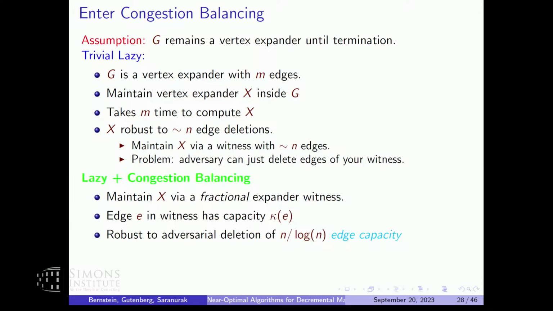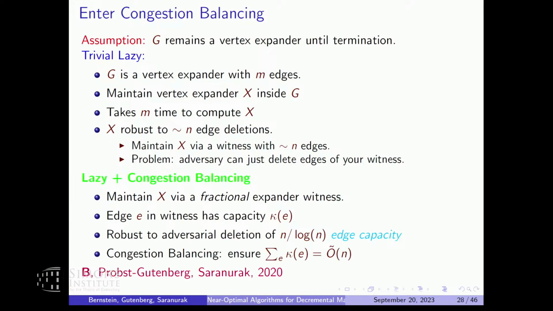Again, the adversary has to delete n over log n to ruin your witness, but they have to delete n over log n fractional value. And so you can use congestion balancing to ensure that the total fractional value is small. I'm not going to go into details, but it's almost exactly the same as the analysis I gave for matching, except that now the potential function, instead of being min cost matching, is min cost expander witness. But it's very similar.